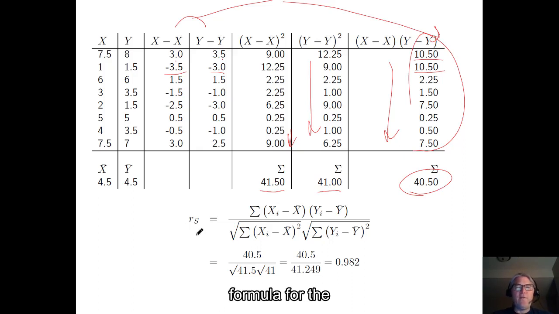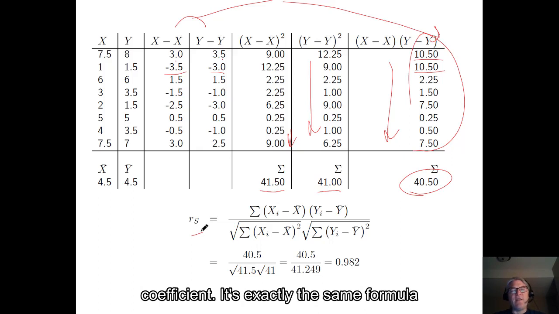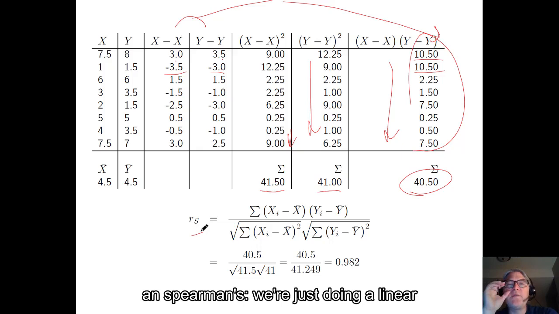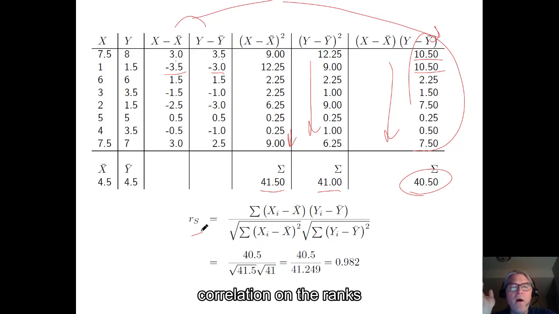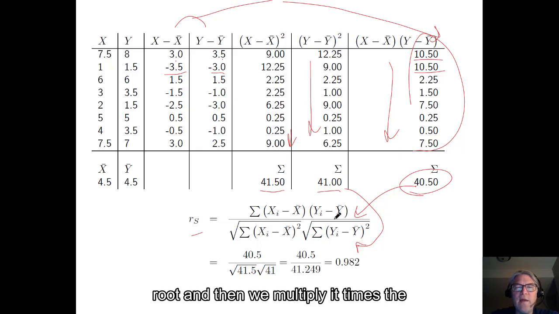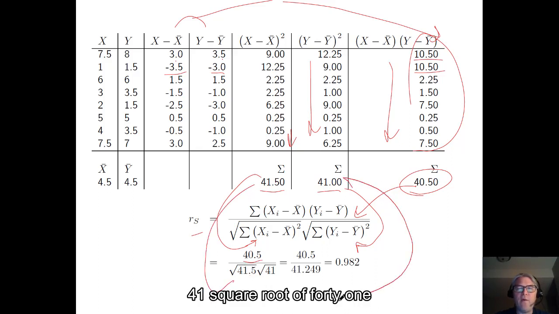So this is our formula for the correlation coefficient, the Spearman correlation coefficient. It's exactly the same formula as it was for the linear correlation coefficient. All we're doing in Spearman's is a linear correlation on the ranks instead of the raw data. So the sum of the products goes there in the numerator, and each of these is summed, and then we take the square root, and then we multiply it times the square root of the other one. So 40.5 over the square root of 51.5 times the square root of 41.